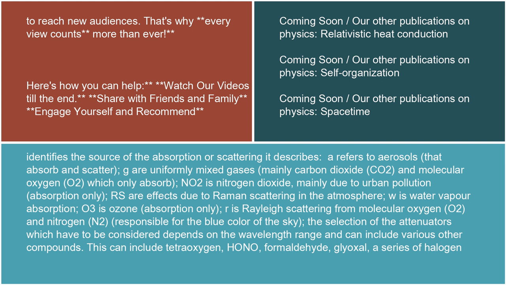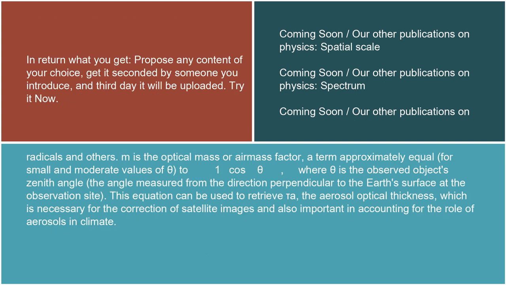The selection of the attenuators which have to be considered depends on the wavelength range and can include various other compounds. This can include tetraoxygen, HONO, formaldehyde, glyoxal, a series of halogen radicals, and others. m is the optical mass or air mass factor, a term approximately equal for small and moderate values of theta to 1 over cos theta, where theta is the observed object's zenith angle, the angle measured from the direction perpendicular to the Earth's surface at the observation site.